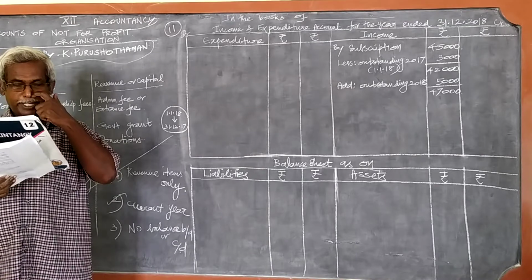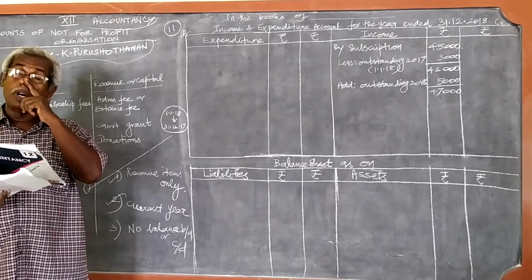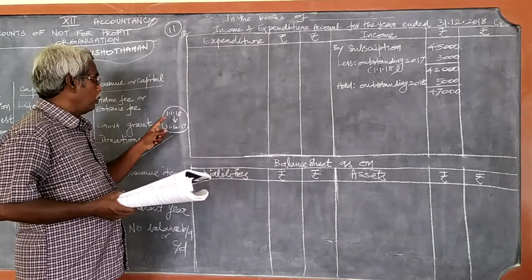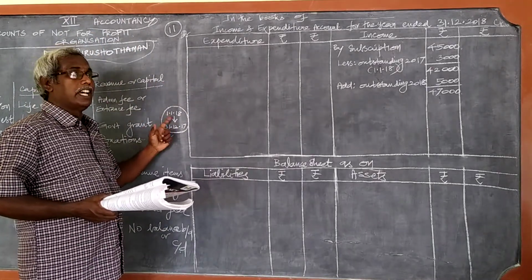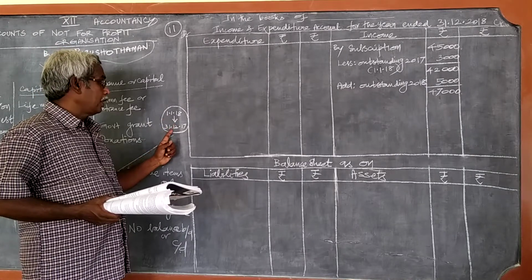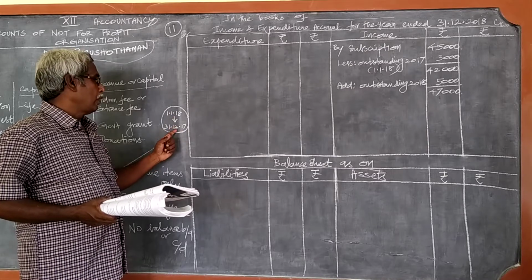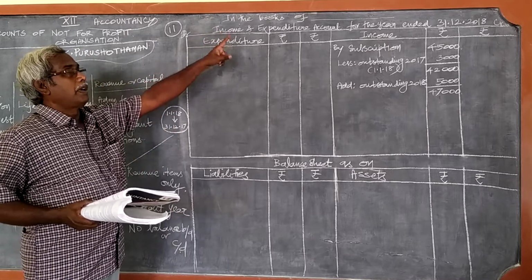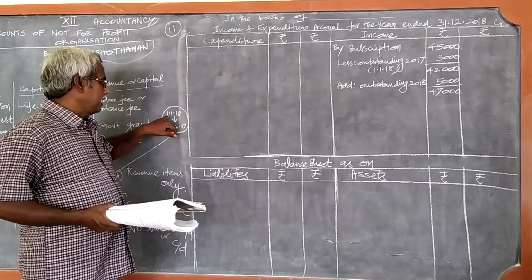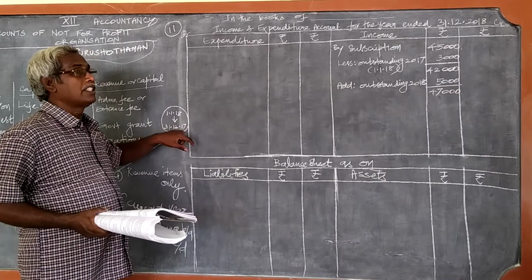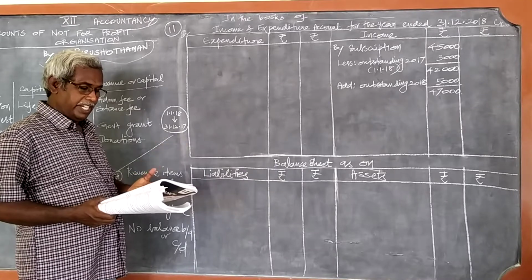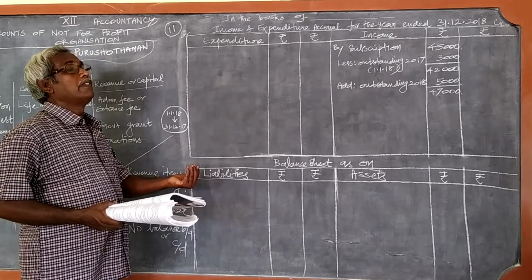What is that? Subscription received in advance. Subscription received in advance on 1/1/2018. Listen carefully. If it is 1/1/18, this is 31/12/17. These two are one and the same regarding the preparation of this account. So here 1/1/18 means 31/12/17. Last year it is received in advance means it is received for the current year.